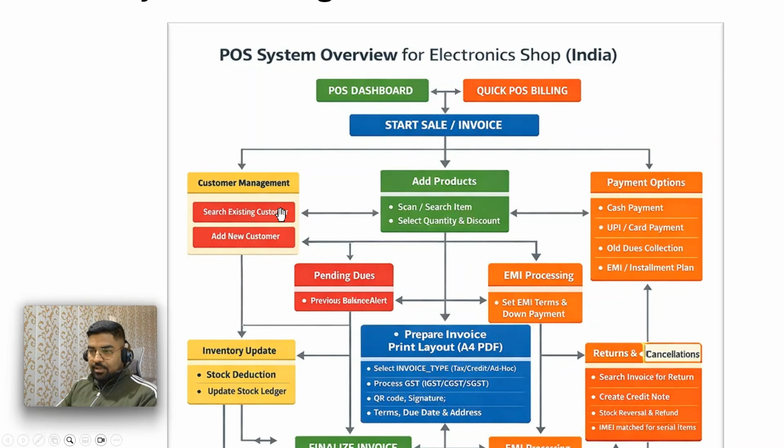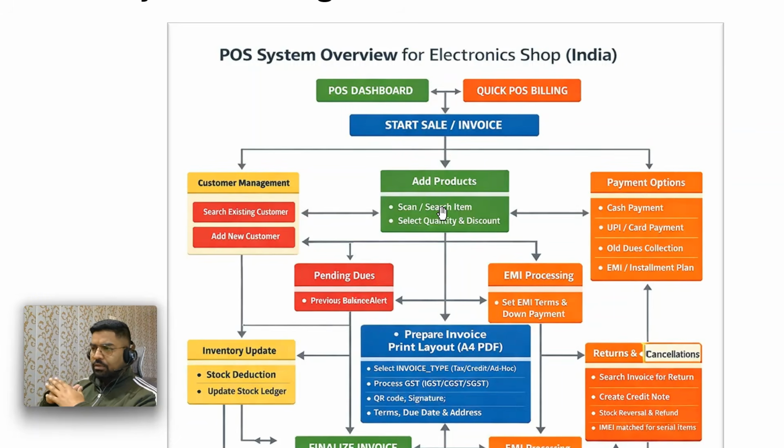Then we have search existing customers. If you are an existing customer, then you don't have to start a new billing entry. You can just call that customer, and we will see how much payment is pending, or credit, or how much you have already paid. Every piece of information will come under that. So search an existing one or add a new customer. Then we have scan or search item, select quantity and discount. If you want to add a product for that particular new order, you can scan it. We have a particular machine to scan it, or we can select quantity and discount.